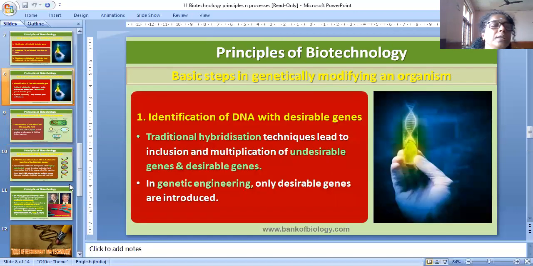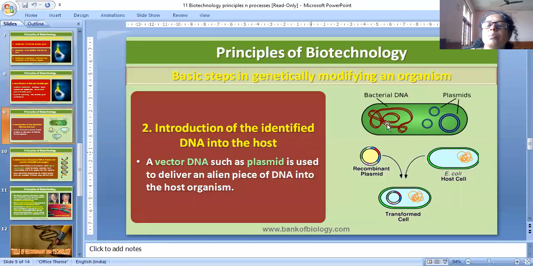Diagrams: bacterial DNA and plasmid DNA. This is the plasmid, which is acting as a vector DNA. This is bacterial DNA and these are plasmids. Now both of them are combining, and entering the E. coli host cell as a recombinant plasmid. This is the recombinant plasmid, combining the bacterial DNA and the plasmid DNA. Since it combines two organisms' DNA, it is called recombinant DNA.